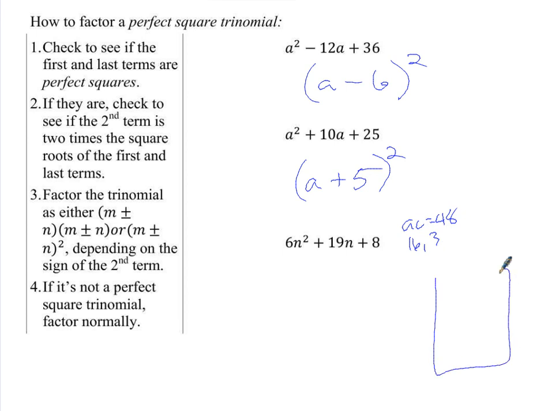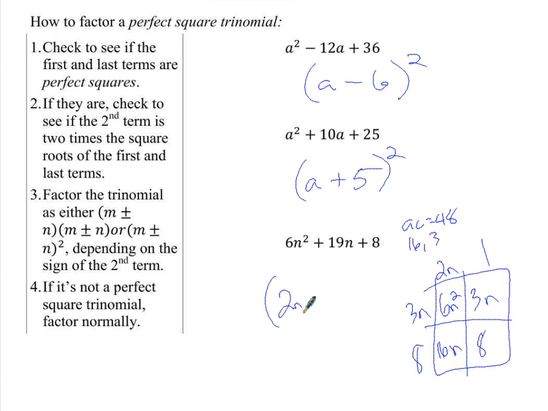So I can set up the box. First box, first term, 6n squared. Last box, last term, 8. The two numbers that I just picked, 16n and 3n. For my top row, GCF is 3n. Bottom row, GCF is 8. First column, GCF is 2n. Last column, GCF is 1. So my answer is 2n plus 1 times 3n plus 8.